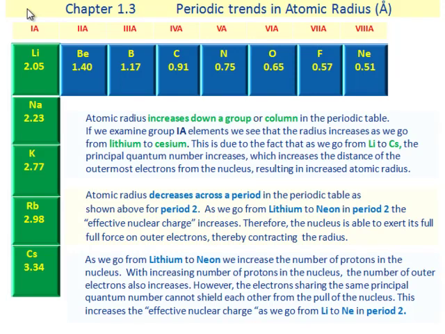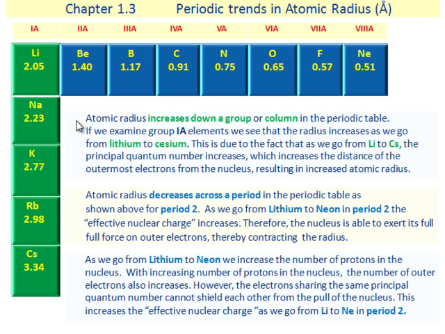In this section, we will first learn how electronic configuration influences trends in atomic radius, ionization energy, and electron affinity. Later in this section, we will discuss chemical bonding concepts. Periodic trends in atomic radius, given here in angstrom units.